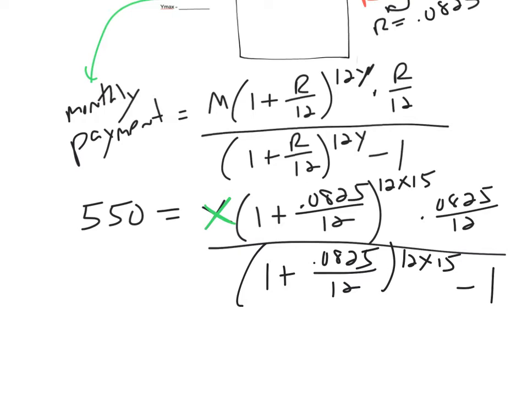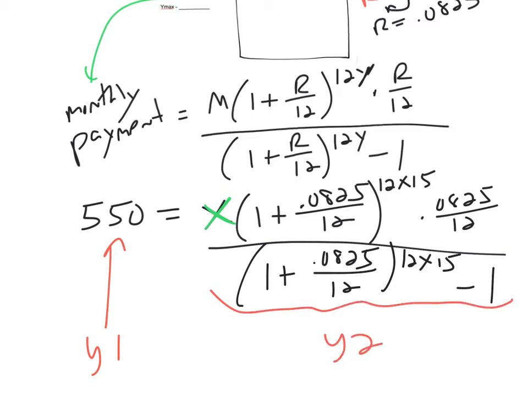We're going to solve this graphically. So I'm going to set y1 of my calculator equal to 550. I'm going to set this mess of a right-hand side into y2, and then I'm going to look for the point of intersection of those two sides.